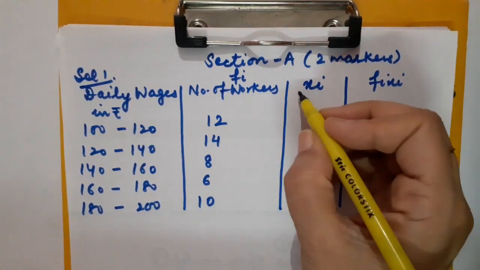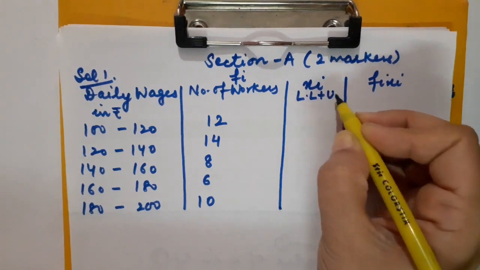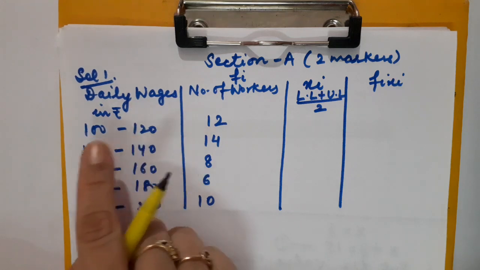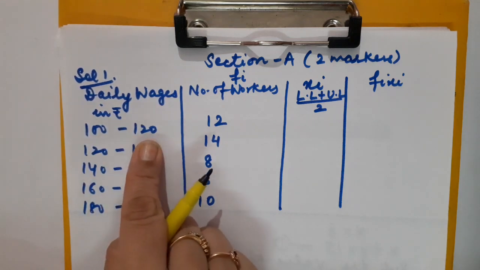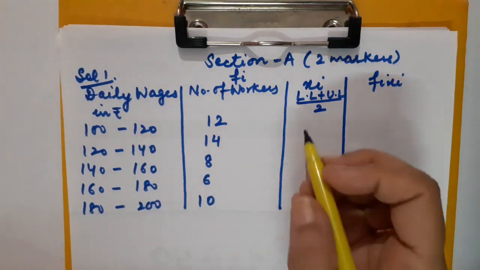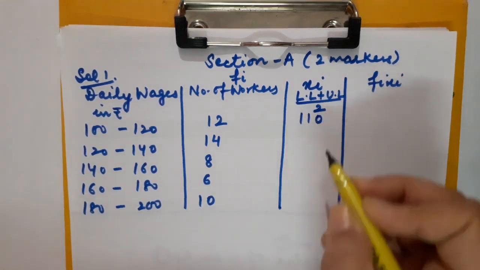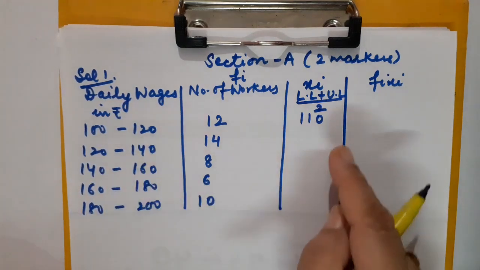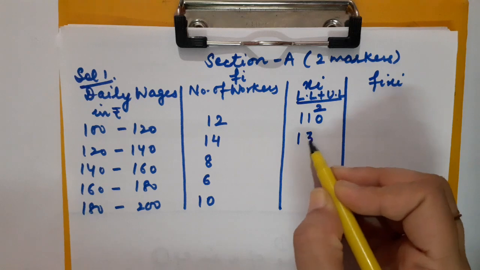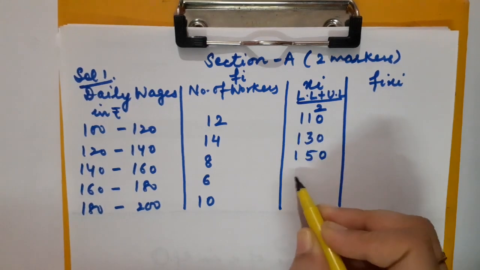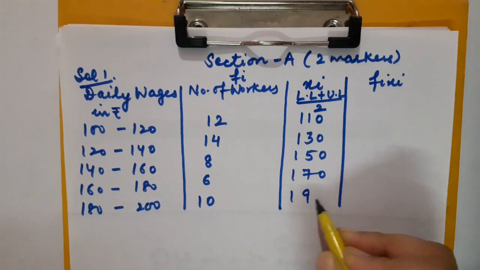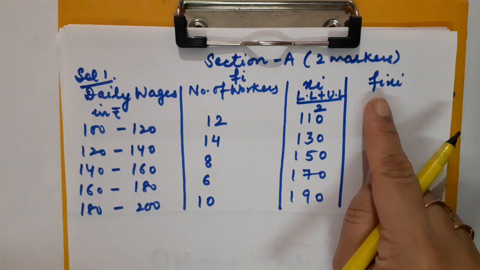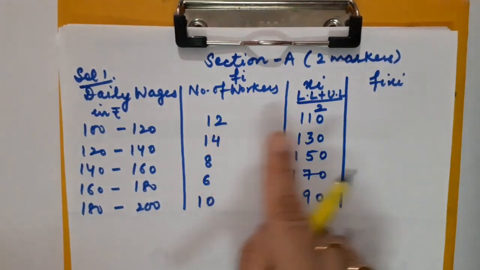So what is XI? You know that it is lower limit plus upper limit divided by 2. So let us calculate it. This is 100 plus 120, it would become 220 divided by 2. You will be getting 110. Then 120 plus 140, that is 260 divided by 2, you will be getting 130. In the same manner 150, 170 and of course 190. Correct? Now we are going to calculate FI XI, means the product of both of these.